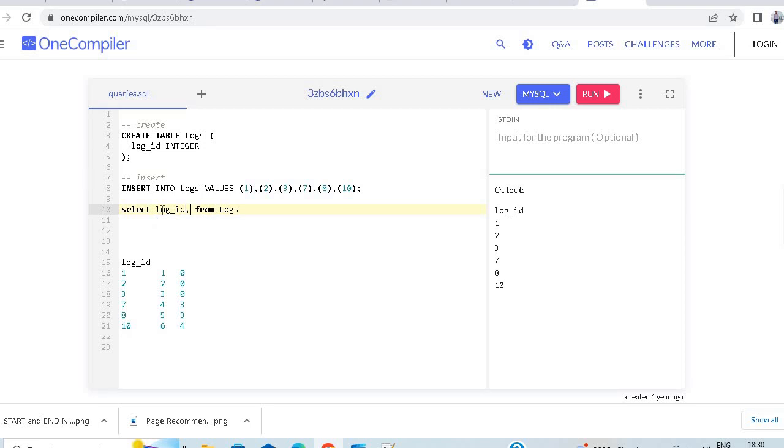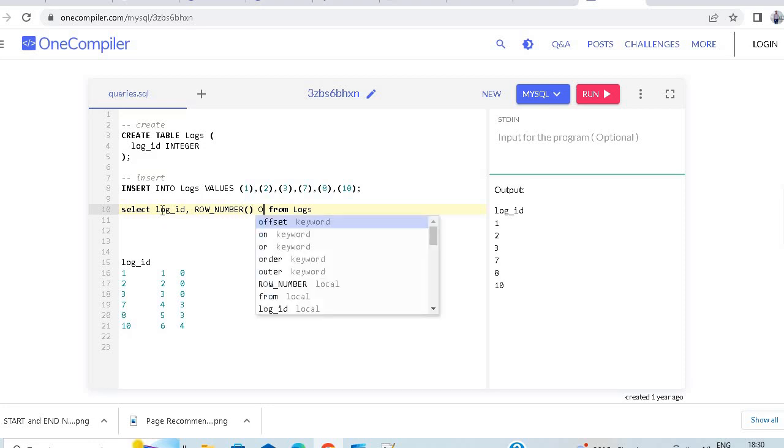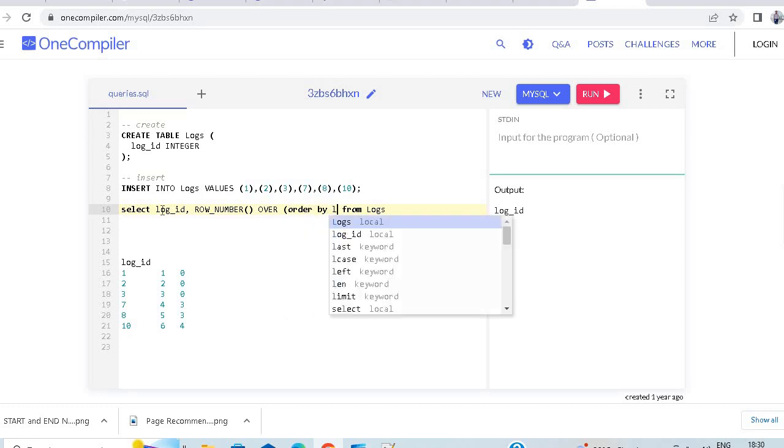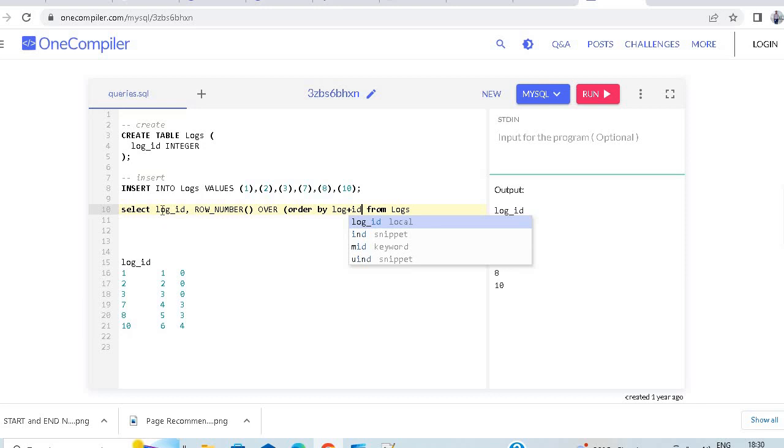Okay, if I want to give numbering, then we have a function called ROW_NUMBER. This is the window function I'm using: ROW_NUMBER() OVER (ORDER BY log_id). So see, here I will get numbering from logs.